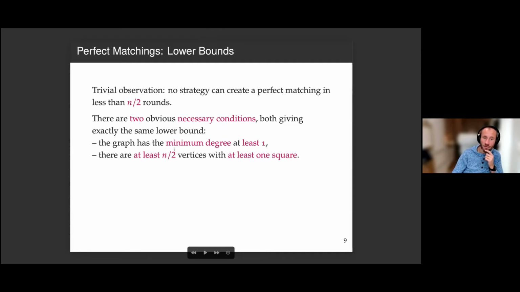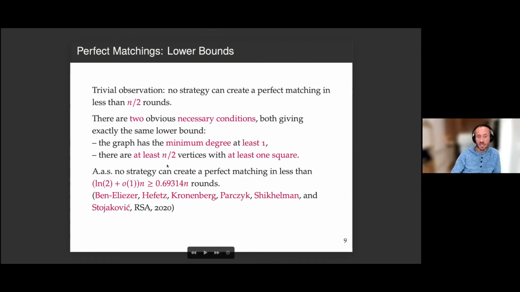So we have those two trivial conditions, and both of them give us exactly the same lower bound. There are two different arguments, but the same bound, namely log base e, so the natural logarithm of 2, which is of course slightly better than half n. So this is the lower bound.